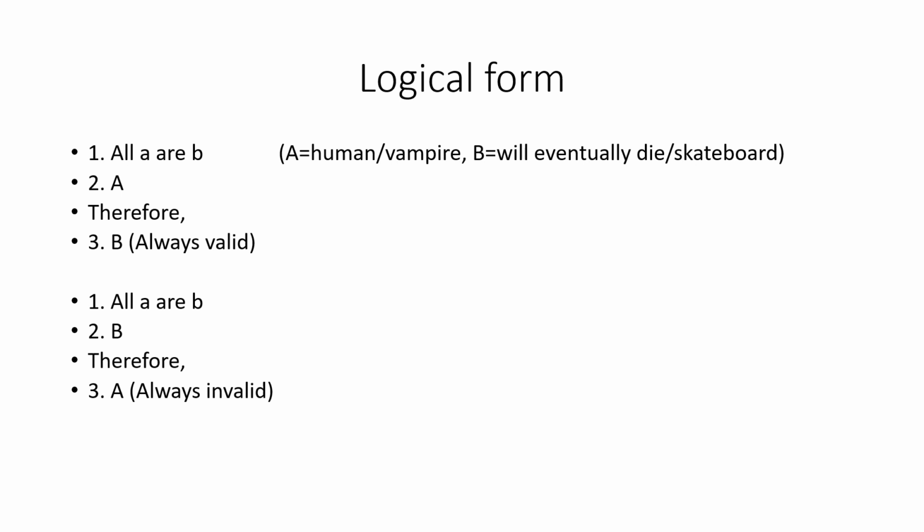Looking at the second one, you can tell how arguments can always be invalid. This is the one similar to the all humans will eventually die, I'll eventually die, therefore I'm human, as in all A are B, B, therefore A. So you can see when you put it in this method, you can see which logical structures are always valid and which logical structures are always invalid. So it can be very helpful to use the method of logical form, which we'll continue to do in later tutorials when we discuss valid forms of arguments and invalid forms of arguments down the track.